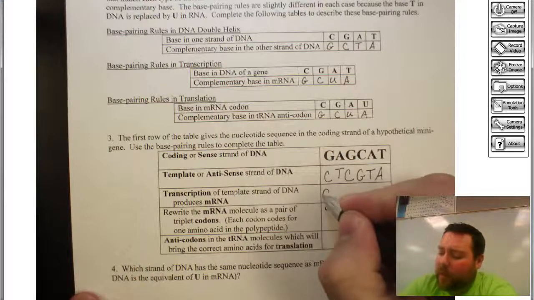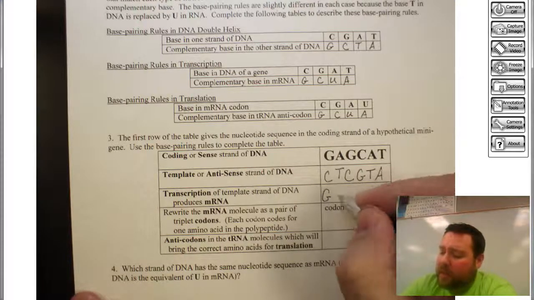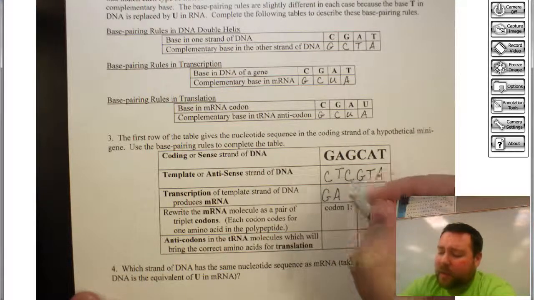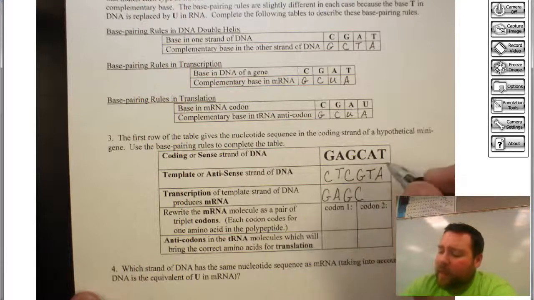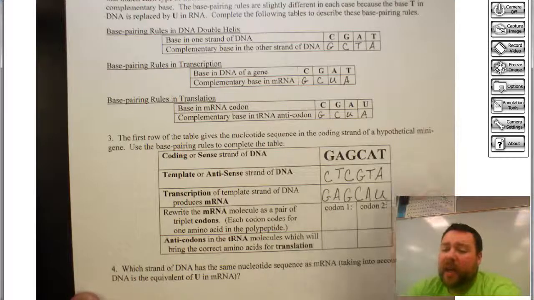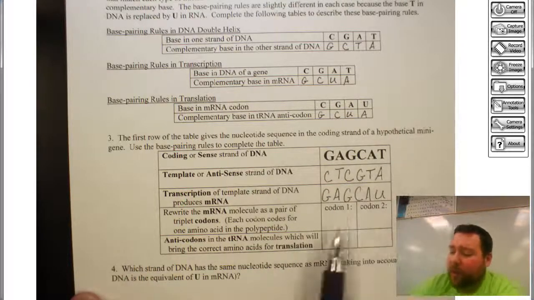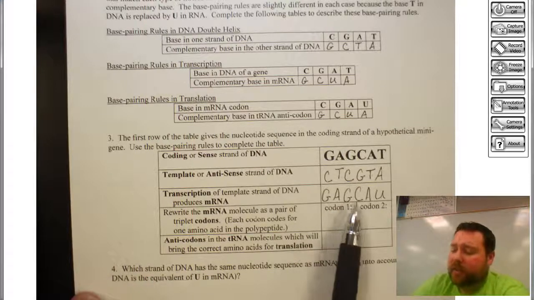So we have our guanine here. Opposite of thymine is going to be adenine. Opposite of cytosine is going to be guanine. Opposite of guanine is cytosine. Opposite of thymine is adenine. And opposite of adenine, this was the one that's going to be a little bit different because, again, DNA has thymine, but messenger RNA does not. It has uracil. So we now have a messenger RNA that is GAGCAU.